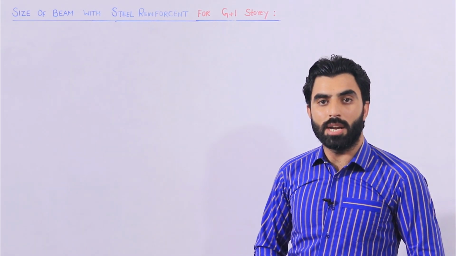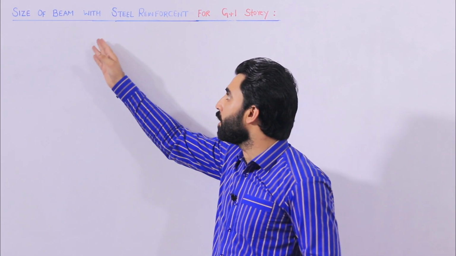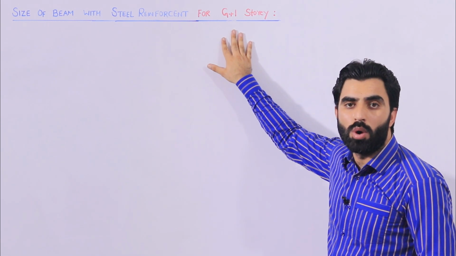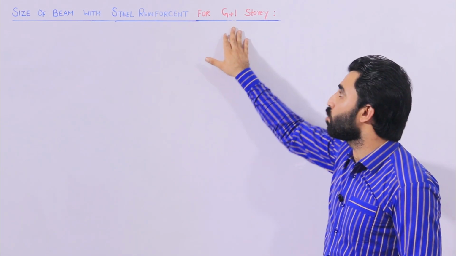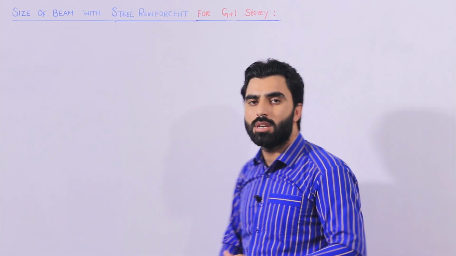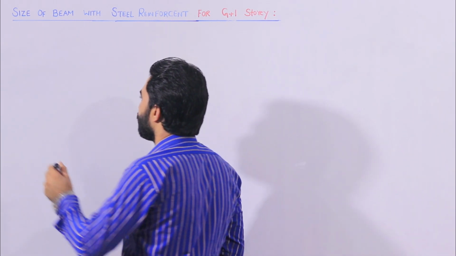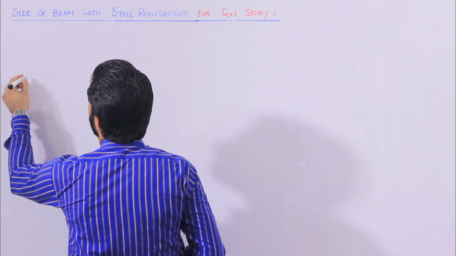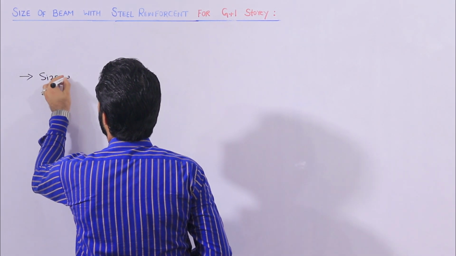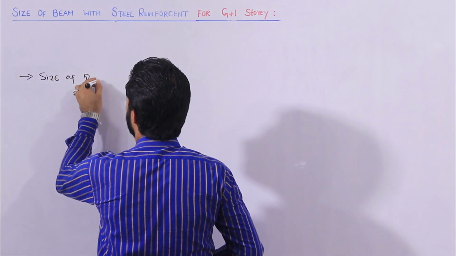Today in this video lecture I am going to discuss the size of beam with steel reinforcement details for a G plus 1 story residential building. G plus 1 means a 2 floors residential building. So the first one is size of beam. What should be the size of beam for a 2 floors residential building?